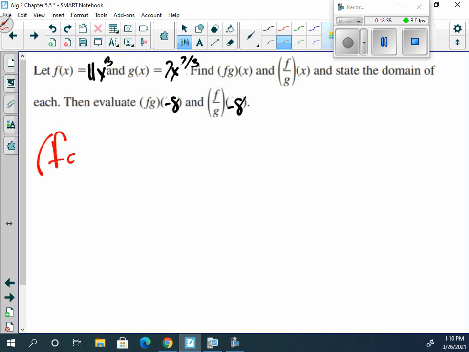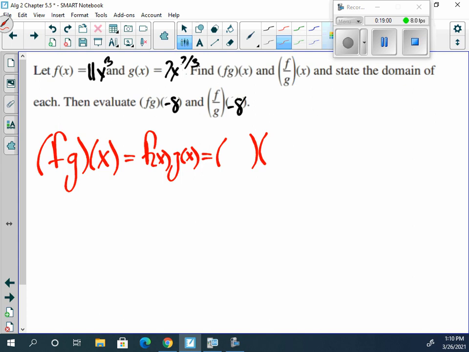So, yep, 7x to the 7/3. F of x times g of x. So we're going to multiply these together. Now, when we multiply them together, we'll have 11x cubed times 7x to the 7/3.